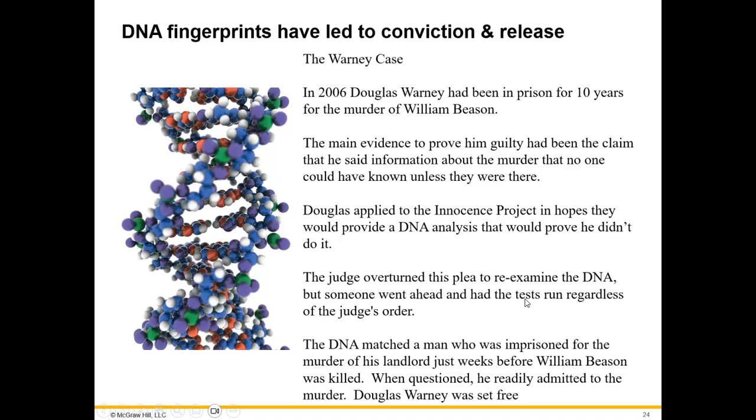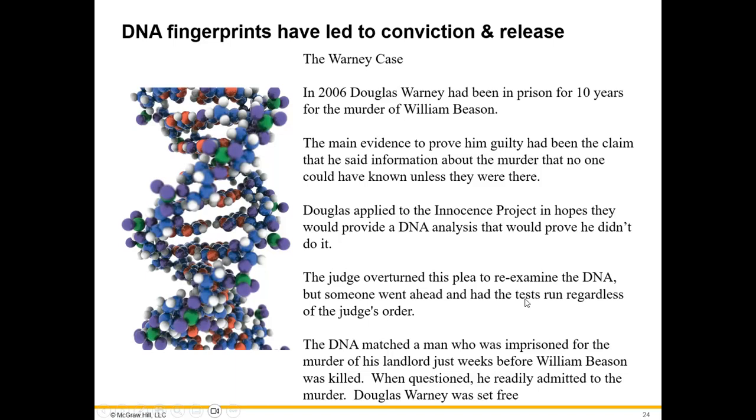One of the cases that chapter 13 discussed in our book was the Warney case. And this is about Douglas Warney. In 2006, he had been in prison for 10 years for the murder of a man named William Beeson.